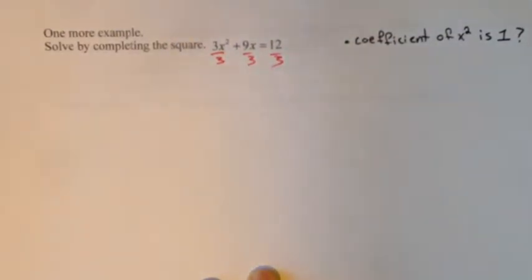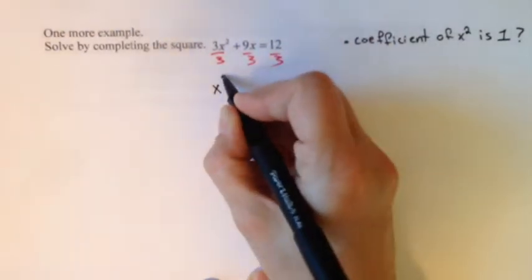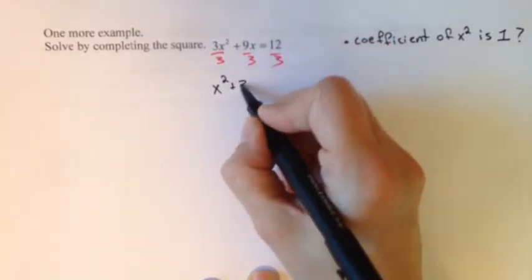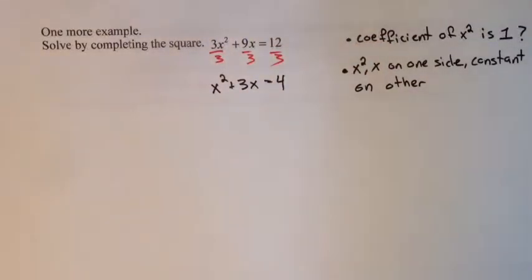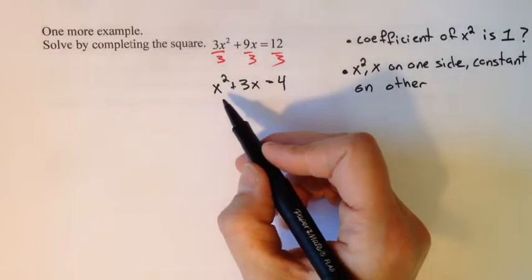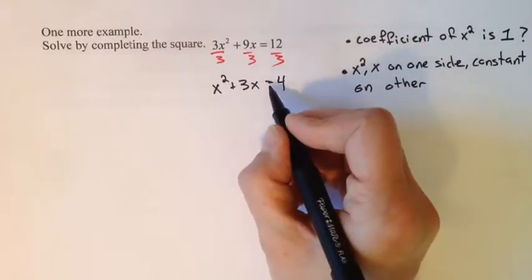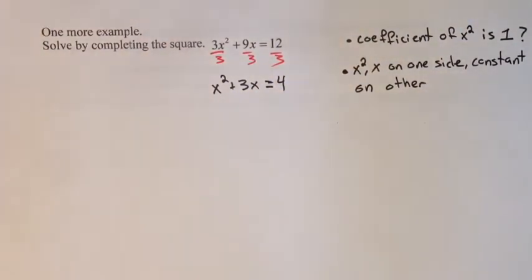And that gives me x squared plus 3x equals 4. The next thing I want to do is make sure that the x squared and the x terms are on one side and the constant is on the other. Fortunately for us, that's already the case. x squared plus 3x equals 4. So I can move right on to my next step of finding the magic number.